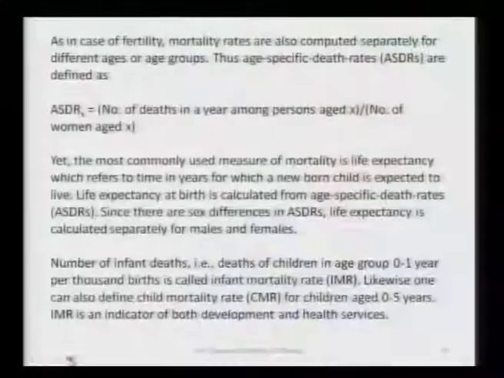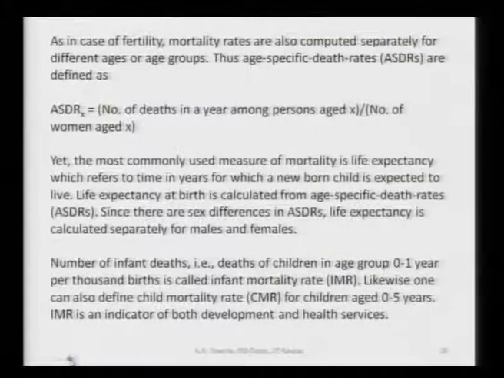The number of infant deaths, that is deaths of children in the age group 0 to 1 year per 1000 births, is called the infant mortality rate. Likewise, one can also define child mortality for children in the age group 0 to 5 years. IMR is an indicator of both development and health services, because to remove a large chunk of infant deaths, you have to have development and also improved health services. Development means availability of, say, clean drinking water. Development means education, awareness, concern for children's health, concern for women's health, and health services means access to better quality health services and particularly institutional deliveries.